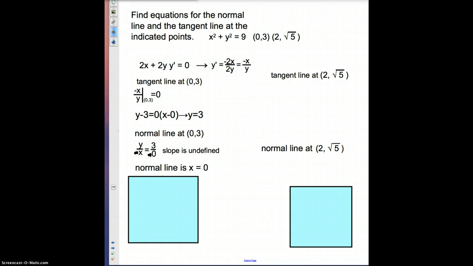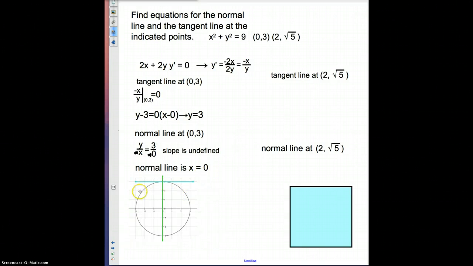Alrighty. So our graph is going to look like this. You graph your circle, and remember, if you want to graph a circle on a calculator, you'd have to solve this equation for y. So subtract your x squared and then take the square root, and you'll have a positive square root and a negative square root. So you have to graph it in 2 pieces. One piece will graph the top part of the circle, one piece will graph the bottom part of the circle. The normal line is x equals 0, so that's this green line here, and the tangent line is y equals 3, which is this line. So you can see that the tangent line is tangent at the point (0, 3), and the normal line is perpendicular at the point (0, 3).